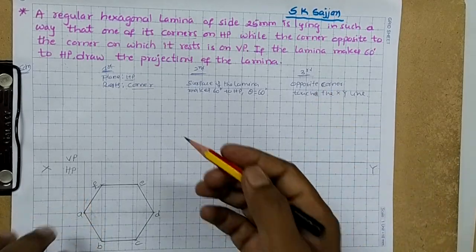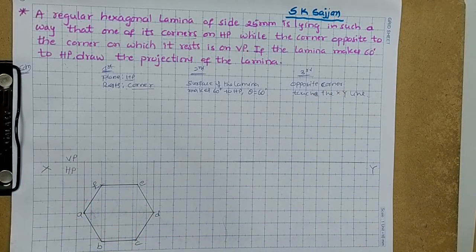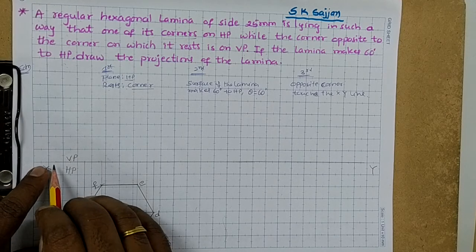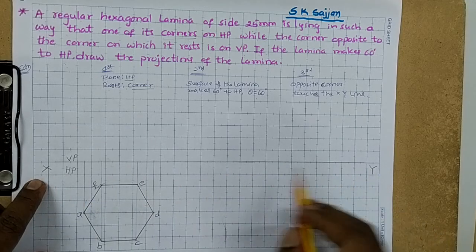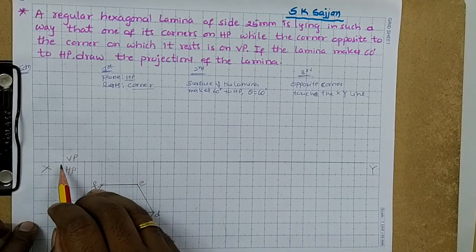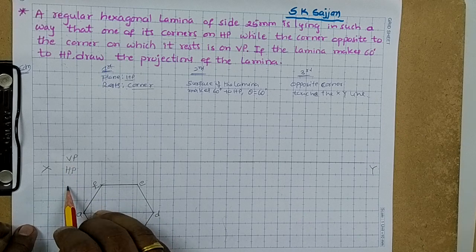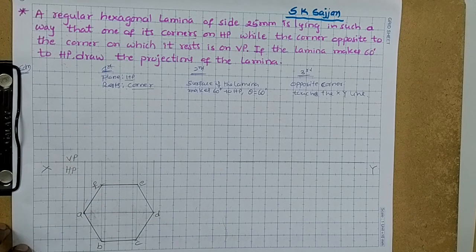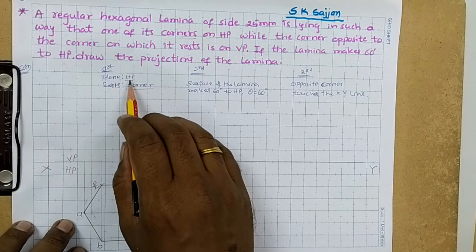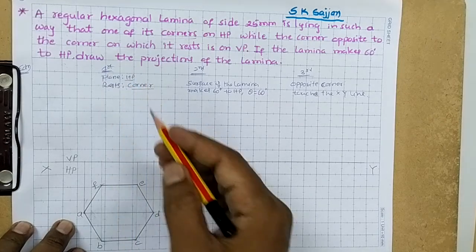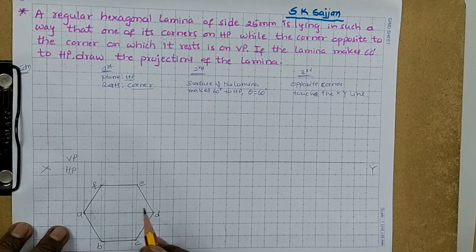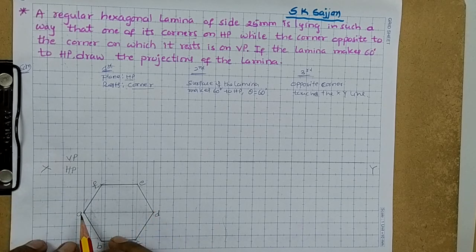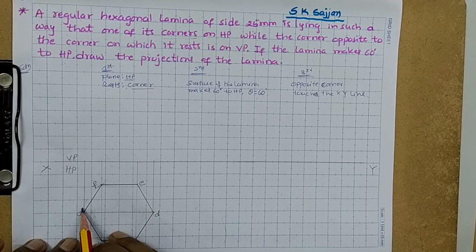Start with the first portion. First draw a thin horizontal line and name it xy. Above the xy line is the vertical plane, below the xy line is the horizontal plane. For the first position, HP is there. I want to draw the top view, resting on a corner. On my left side I am taking the corner, this A is the resting corner.